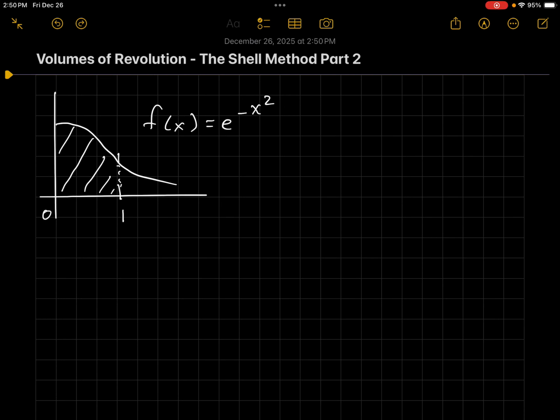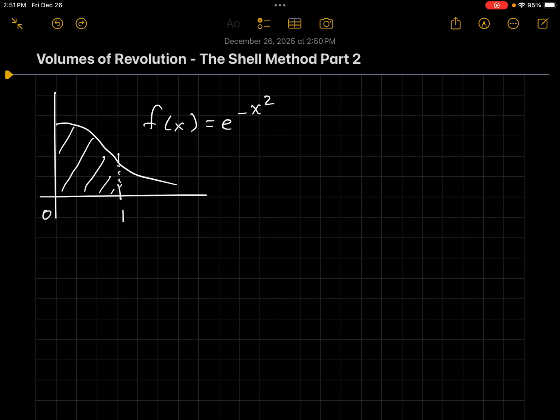Volumes of Revolution, the Shell Method Part 2. In this video, we're going to look at a couple examples where we revolve a region about an axis and find the volume of the shape that it makes using the shell method.